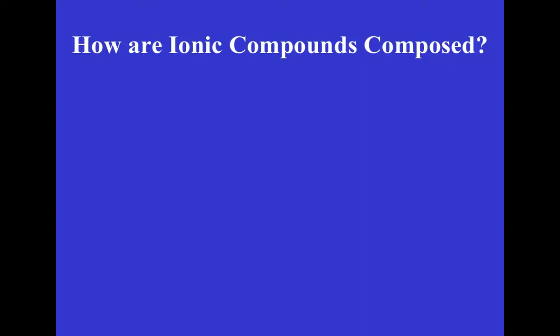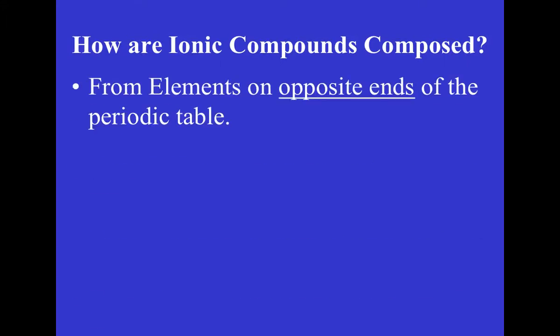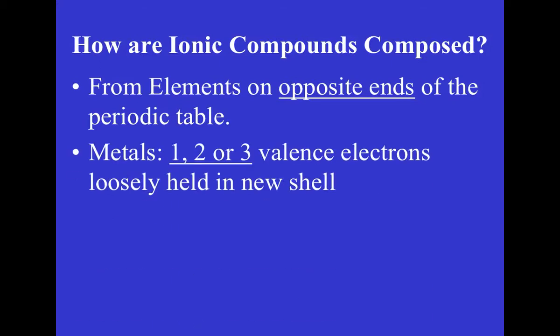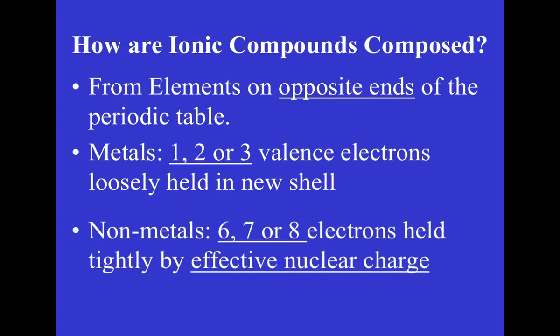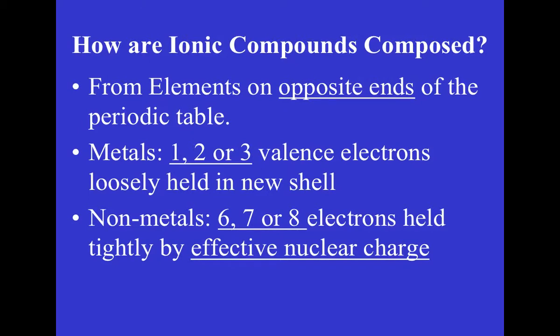If we take a look at something that is ionic, and you guys know this already, this is from elements on the opposite ends of the periodic table. And if you remember, an ionic compound is made up of something that is a metal and something else that is a nonmetal. So let's look at those valence electrons. In general with metals, we have 1, 2, or 3 valence electrons that are very loosely held in their valence shell. Whereas the nonmetals have 6, 7, or 8, and sometimes even 5 electrons that are held very tightly. And these are held by what's called an effective nuclear charge. So this is the actual pulling force of those protons on those electrons.